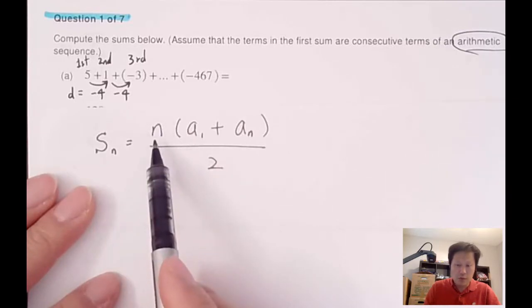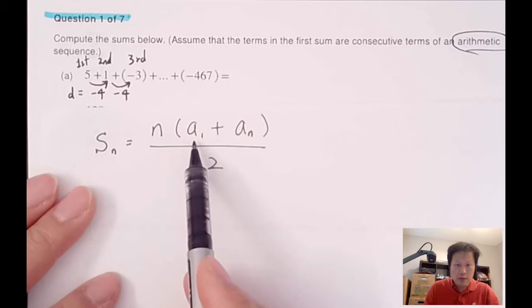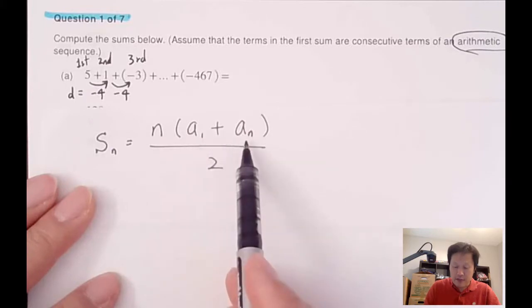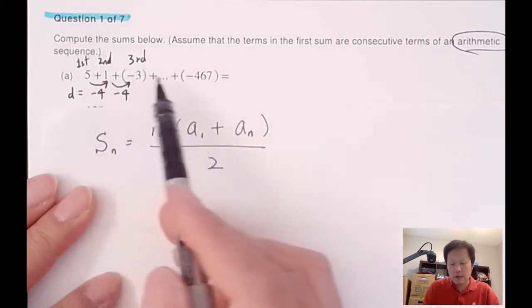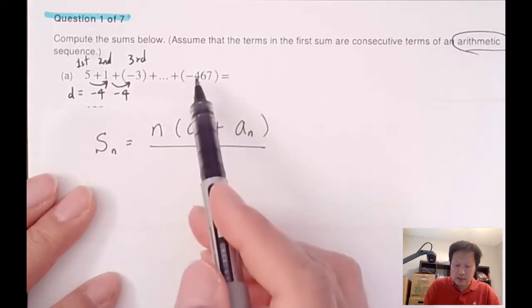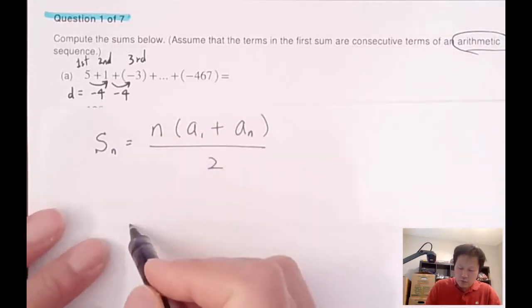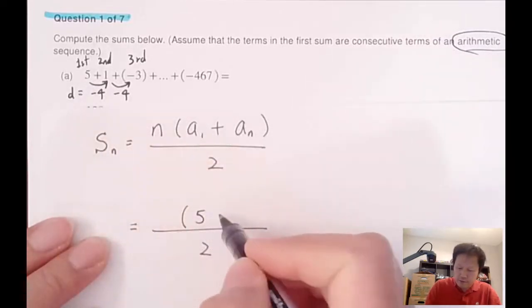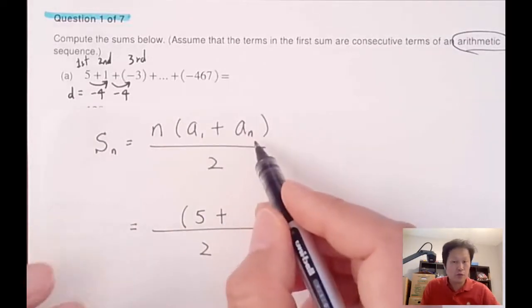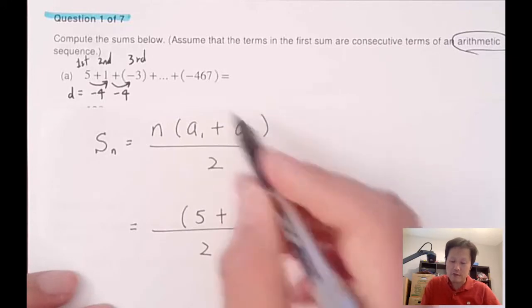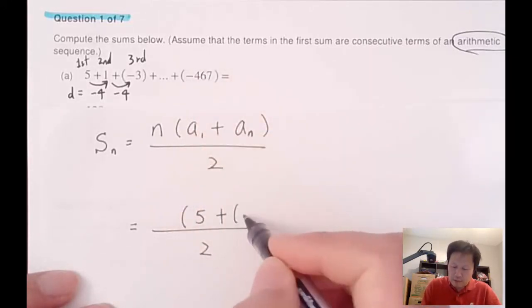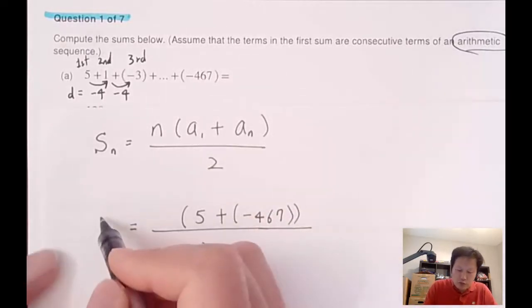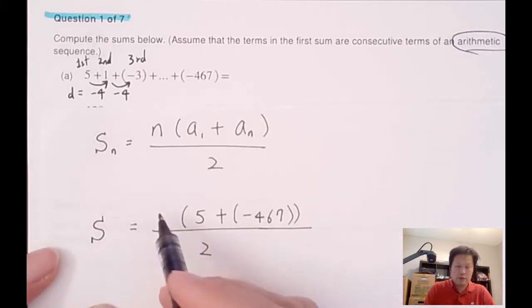That's unknown for now. Do we know a sub 1? A sub 1 is the first element. Yes, we do know that. That's 5. A sub n is the last element. Well, we are adding all the way up to here. Do we know a sub n? Yes, that is this one. So far we have pretty much everything but n. A sub 1 is 5 plus a sub n. Even though we don't know the n value, we do know a sub n, which is the last element, which is minus 467. We do have to know the n value to use this formula.